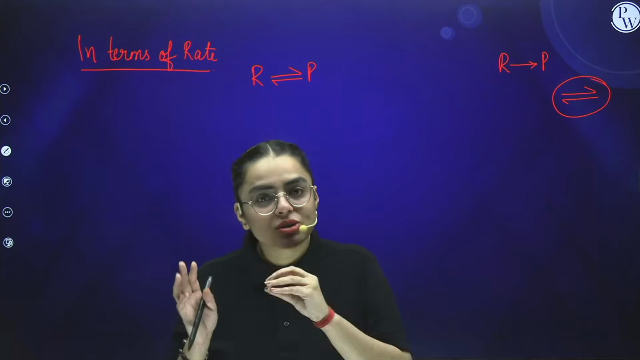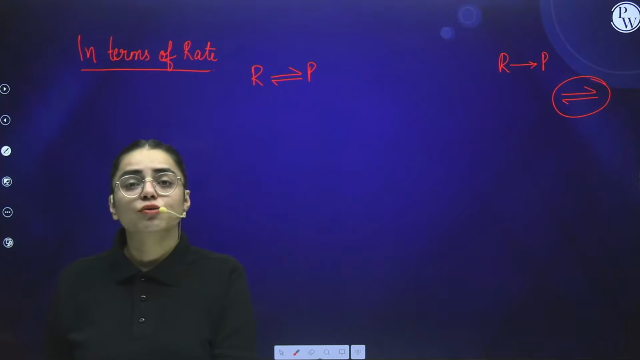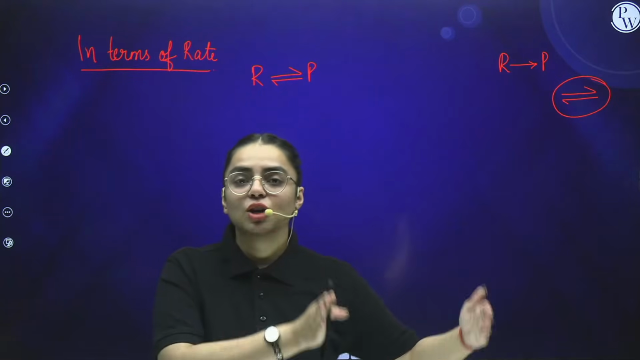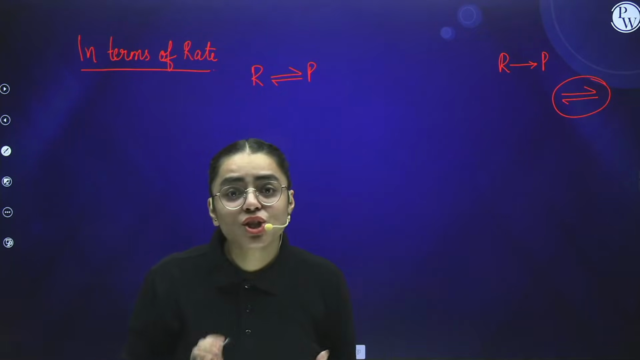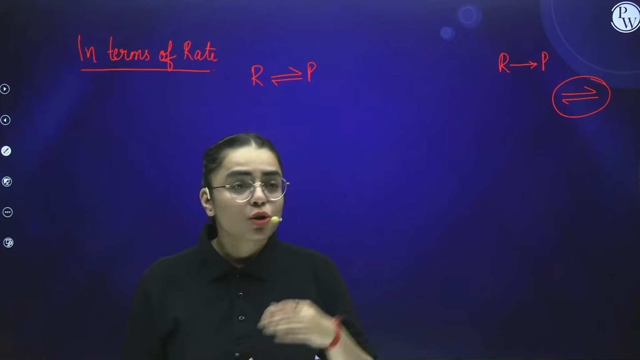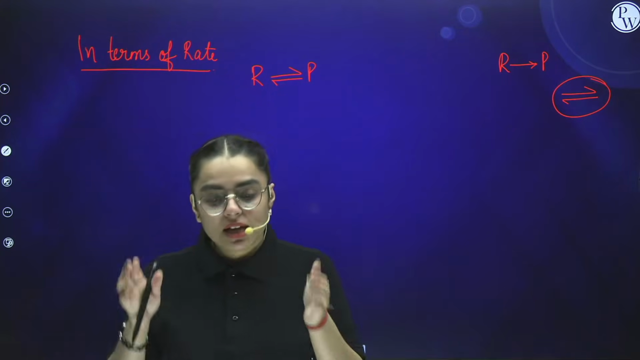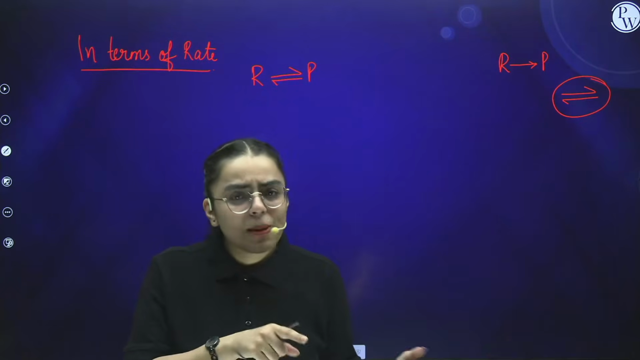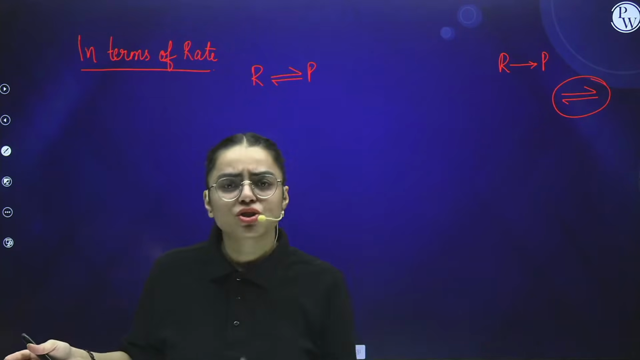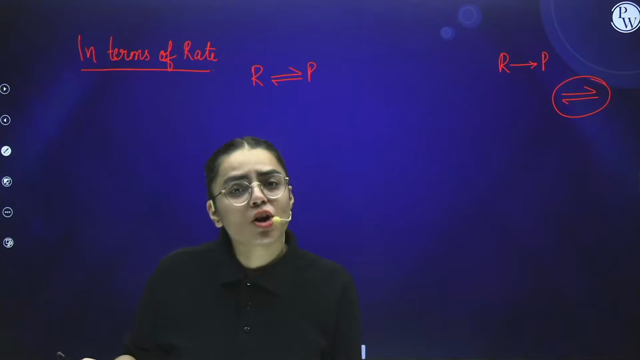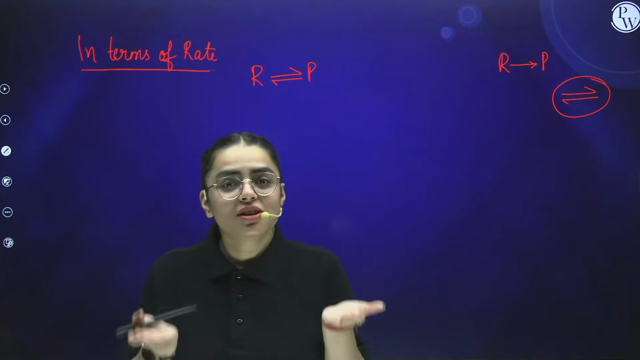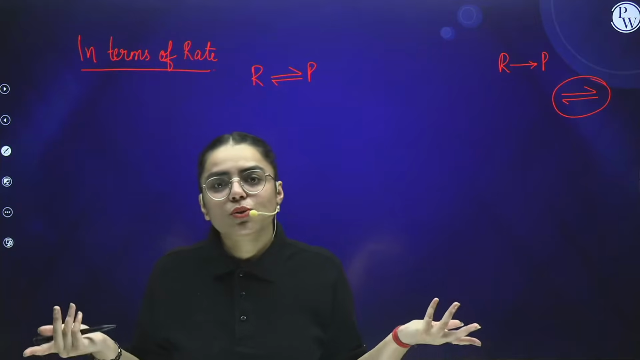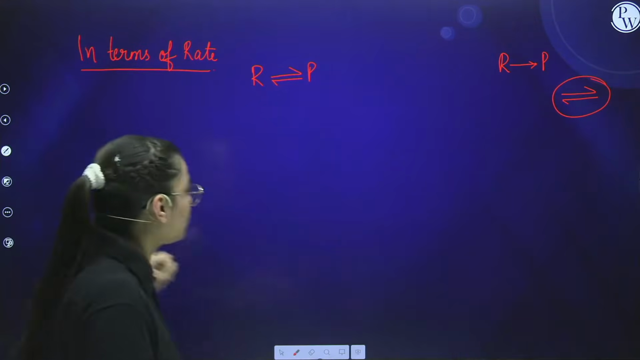Now coming back to the segment where I was telling you the rate of forward reaction is going to be equivalent to the rate of backward reaction, which defines the equilibrium. Now what do you mean by the rate of forward and backward? Rate of forward refers to the reaction in which reactant is converted into product, and backward refers to the speed at which the product is converted into reactant. So whenever the rates are equivalent, equilibrium is attained. Now let us see with the help of a graph again.